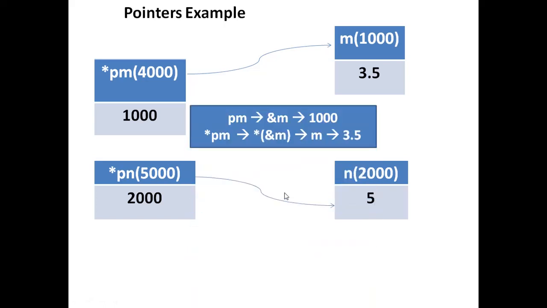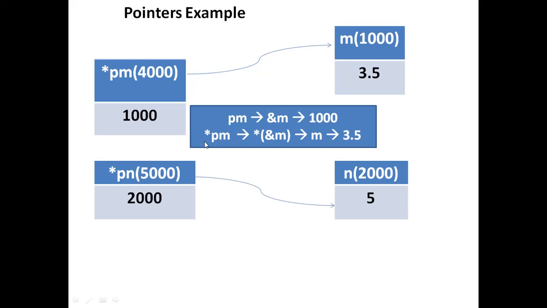We can summarize this as follows. If I write the expression pm, it gives the address of m, that is 1000. You also have one more operator for accessing the values which are stored in the variables through a pointer. So if you want to access this value of m, that is 3.5, via this pointer pm, you can do this using the dereferencing operator, that is the asterisk symbol.